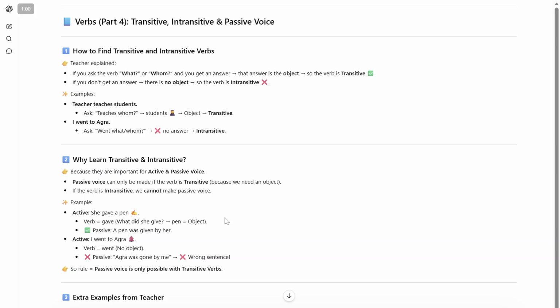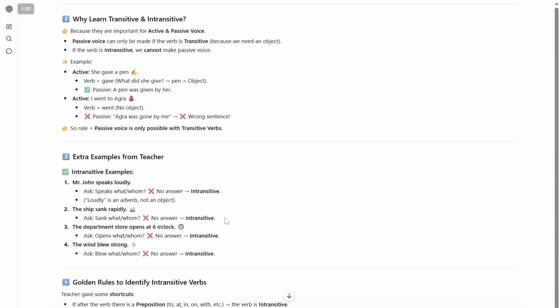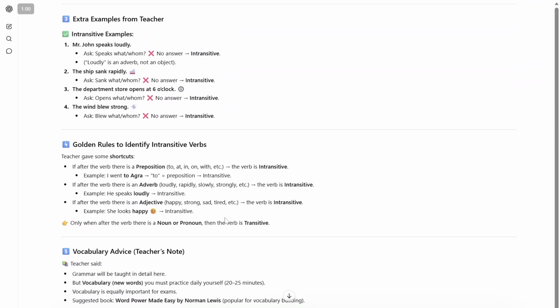Extra examples from teacher. Intransitive examples. 1. Mr. John speaks loudly. Ask, speaks what, whom? No answer. Intransitive. Loudly is an adverb, not an object. 2. The ship sank rapidly. Ask, sank what, whom? No answer. Intransitive. 3. The department store opens at 6 o'clock. Ask, opens what, whom? No answer. Intransitive. 4. The wind blew strong. Ask, blew what, whom? No answer. Intransitive.